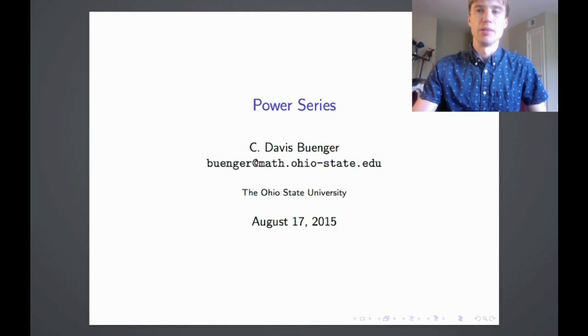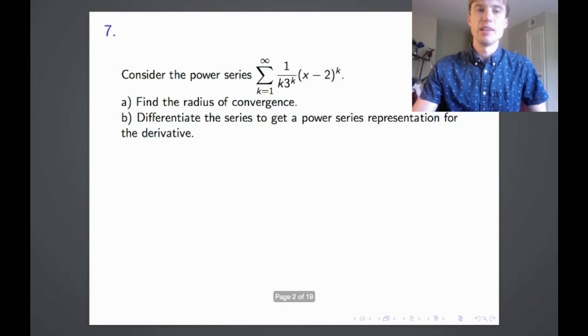Let's talk about power series. Today we will be looking at problem 7 of the 10.2 handout, in which we will consider the power series, the sum from k equals 1 to infinity of 1 over k 3 to the k times (x minus 2) to the k. We will find the radius of convergence for this power series, and then differentiate the series to find a power series representative for the derivative.